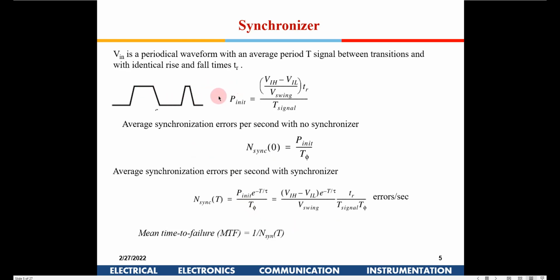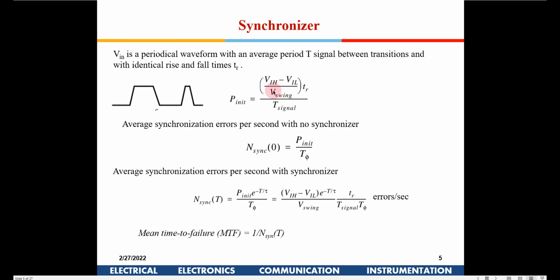Now if you try to find the probability of error, first of all, see for one transition from here to here, what is the voltage input? If I am not using a synchronizer, then the total voltage range is V swing, right? And for a CMOS circuit, V swing is nothing but 0 to VDD, which is VDD. So this is a generalized equation.